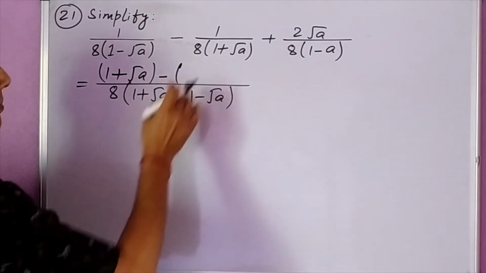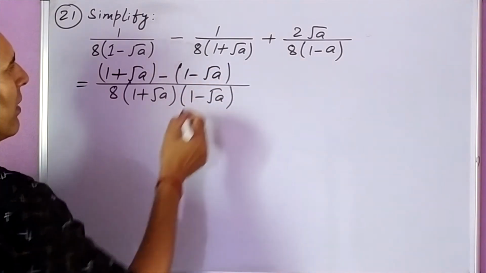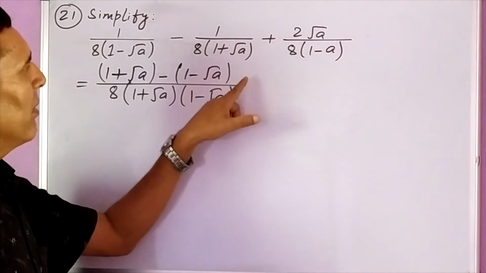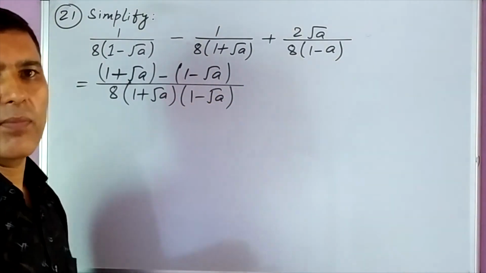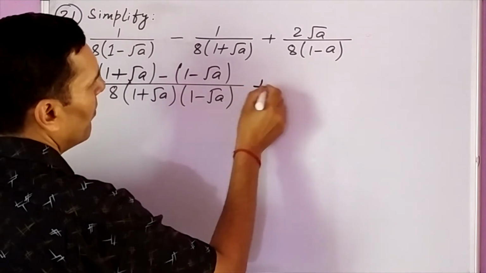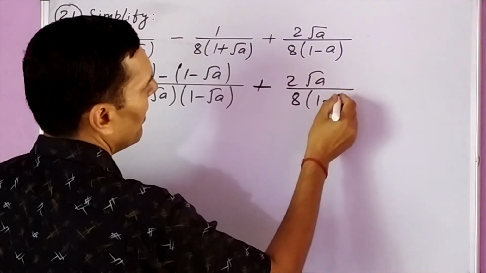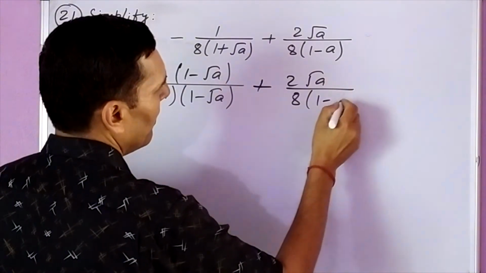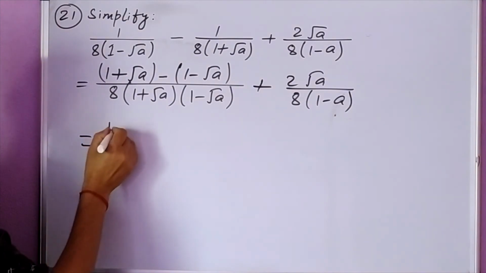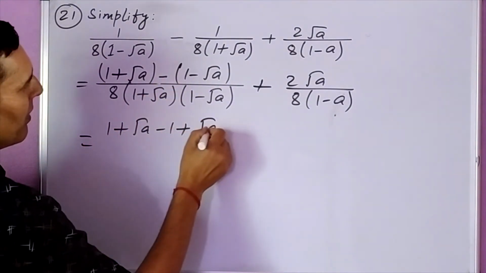Similarly, in the second term, 8 cancels, 1 plus root a cancels, 1 minus root a remains. As we have the minus sign here, we have to put this thing in the numerator inside a bracket, so that the bracket is opened with a minus sign. Plus 2 root a upon 8 times 1 minus a. Open the bracket, 1 plus root a minus 1 plus root a.